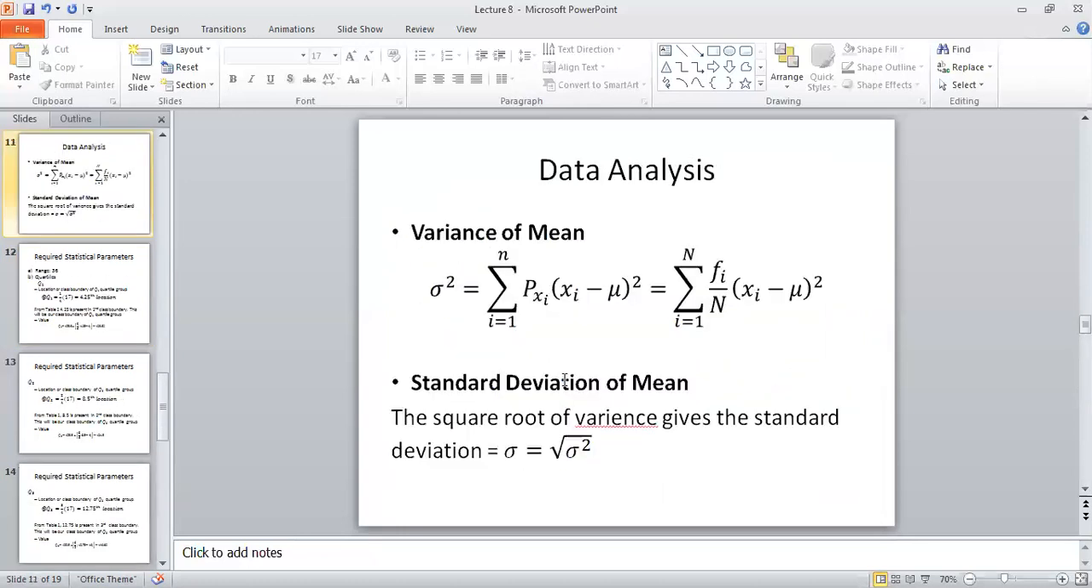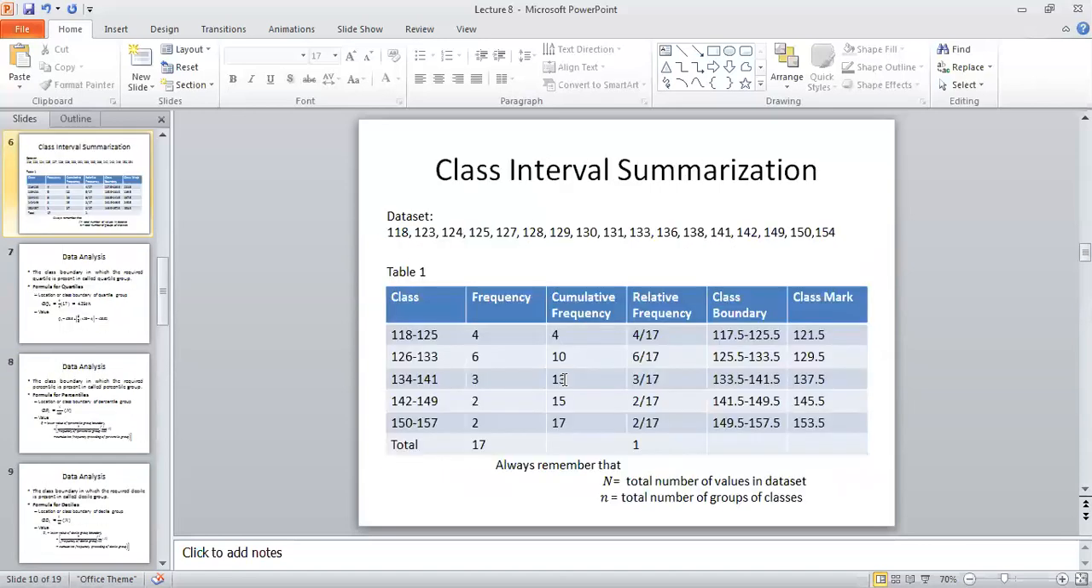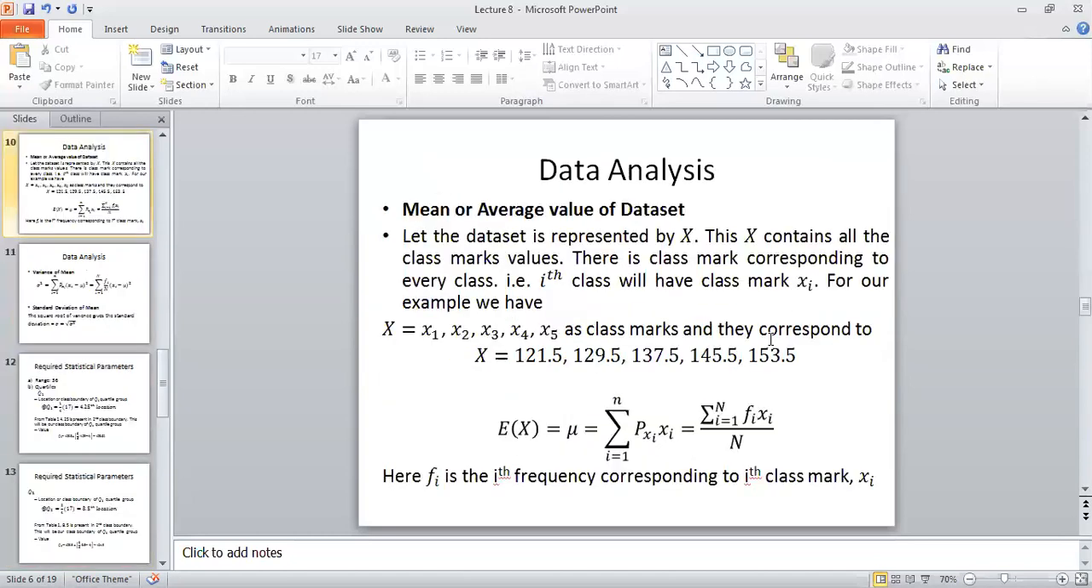Now, a very important parameter, as we all know about the data set, is also the mean value, the average value. But for the average value, we have to do a little bit of working. If you can recall, in this class interval table, the last column shows the class marks. The class marks are the middle values of each class, and they are the representative of these classes. So what we are actually doing by finding these class marks is that we suppose that our data set is represented by a random variable x. This x contains all the class mark values. There's a class mark corresponding to every class.